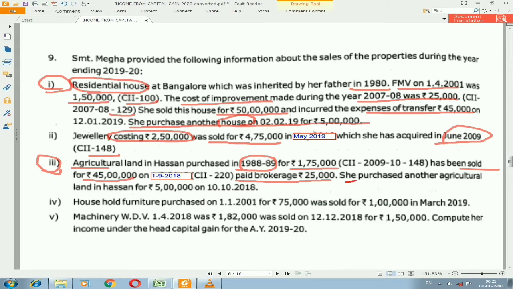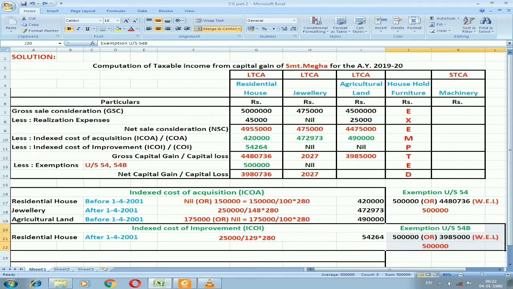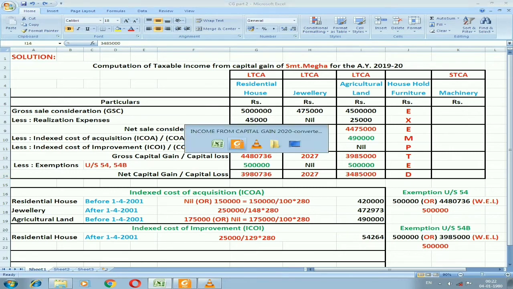Next we need to go with the exemption. In this asset, she has purchased one more agricultural land. So here purchase is agricultural land and sale is also agricultural land. If both are agricultural land, it will come under exemption under section 54B. Purchase amount is 5 lakh. For 54B, you can see in the working note, 5 lakh is the investment amount or the capital gain amount, whichever is least, will be 5 lakh. So I'll get an amount of 34,85,000.